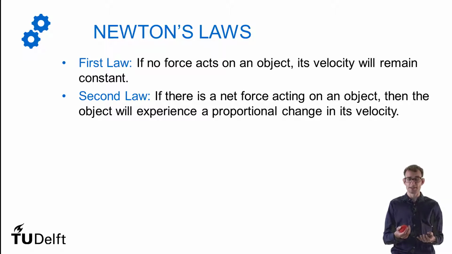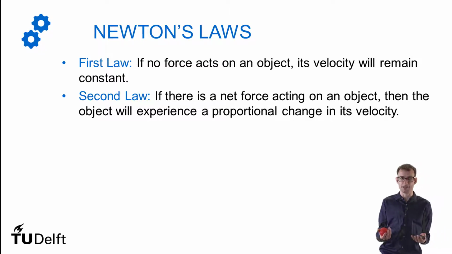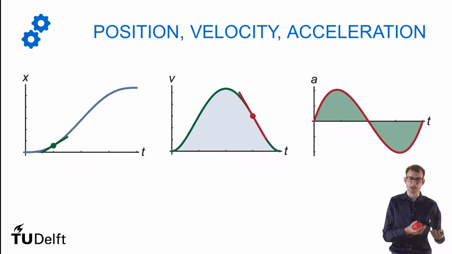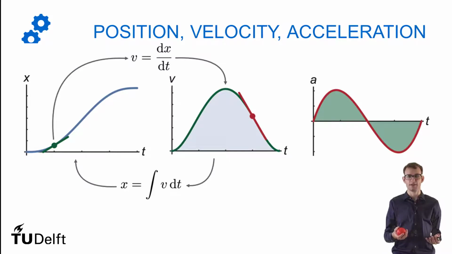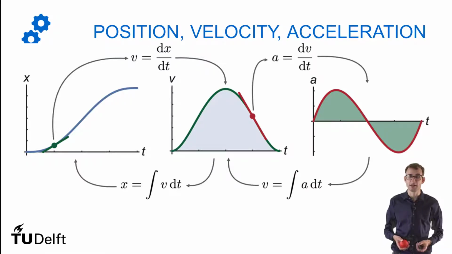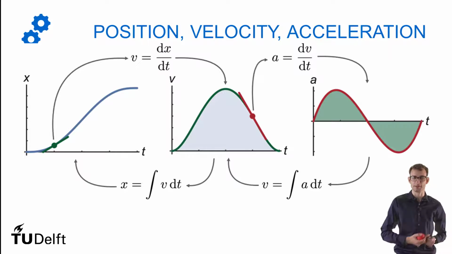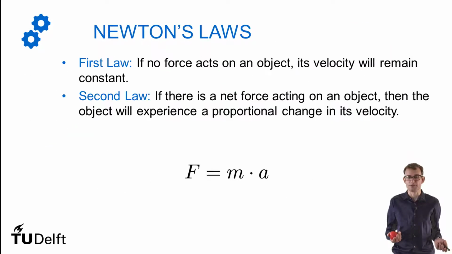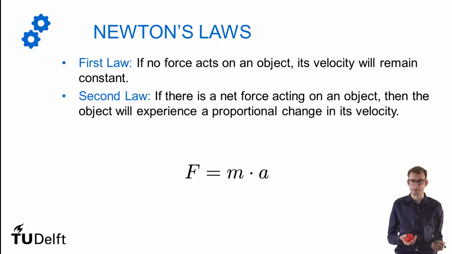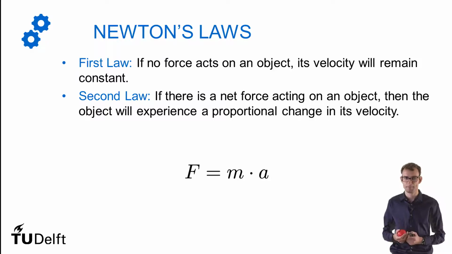So to quantify this, we need to quantify changes in velocity. Well, we just saw that velocity was changes in position, the time derivative of position. Now the change in the velocity itself is known as the acceleration. And it works in exactly the same way. The acceleration is the time derivative of the velocity. So if we know the force, we know the acceleration, and we can find the velocity by integrating, and then the position by integrating again. And this gives us Newton's second law in its most well-known form. F is m times a. The force equals the mass of the object times the acceleration.